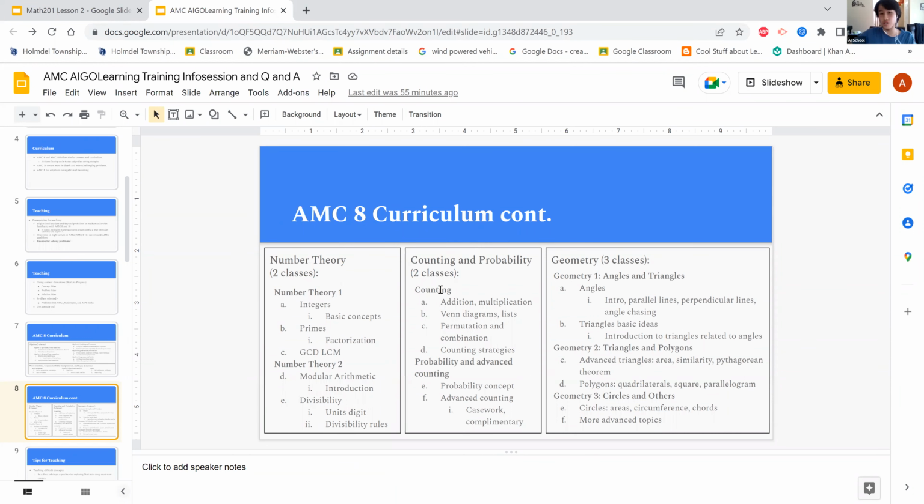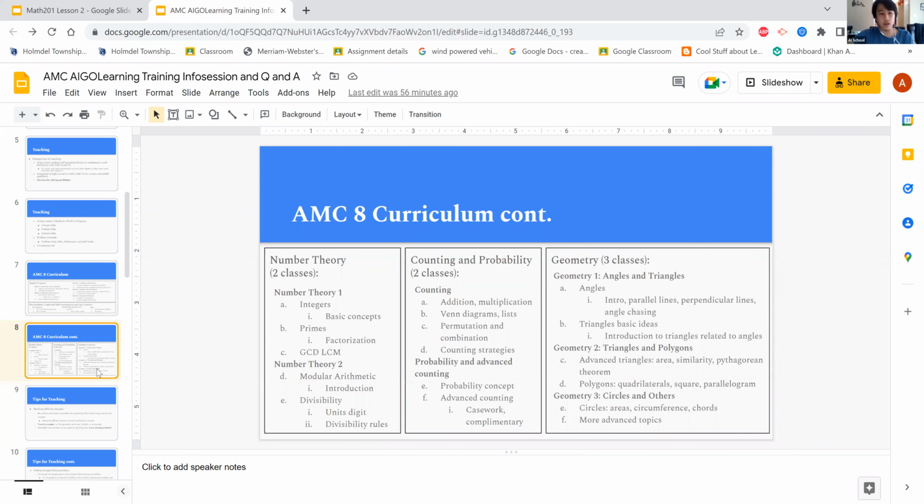The last geometry class will be focused on circles and other topics if you get the time. Circles includes areas, circumferences, chords, and the center of a circle as well. Problems will be done on these, for example, finding the area of the intersection of 2 circles, finding the circumference of a sector of a circle, or finding the length of a chord in a circle. These are some example problem types you might find on the AMC 8 and also on the AMC 10 too, but this is geared towards AMC 8.